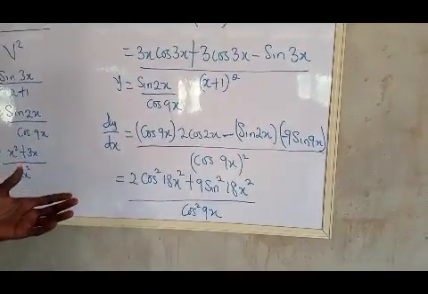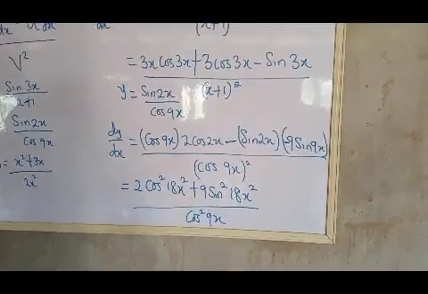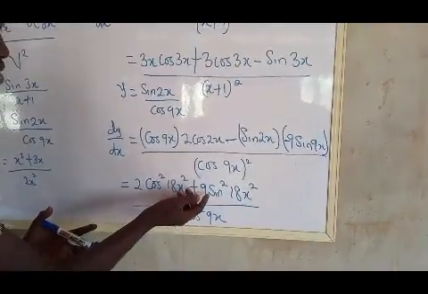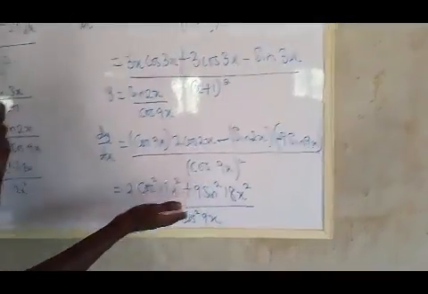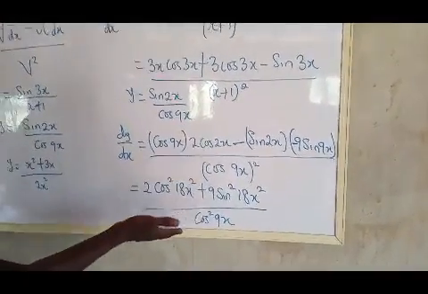We can see there is nothing common between these two, because 2 can go here, but 2 can't go here. So we can as well leave our answer in this form. Do we get that now?